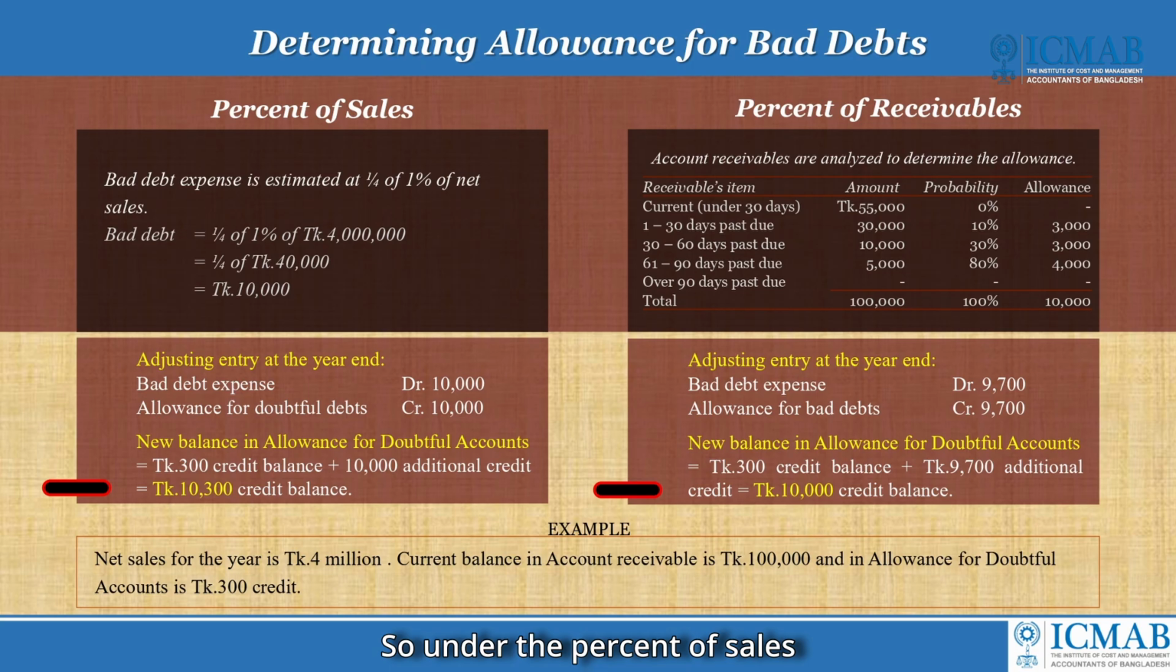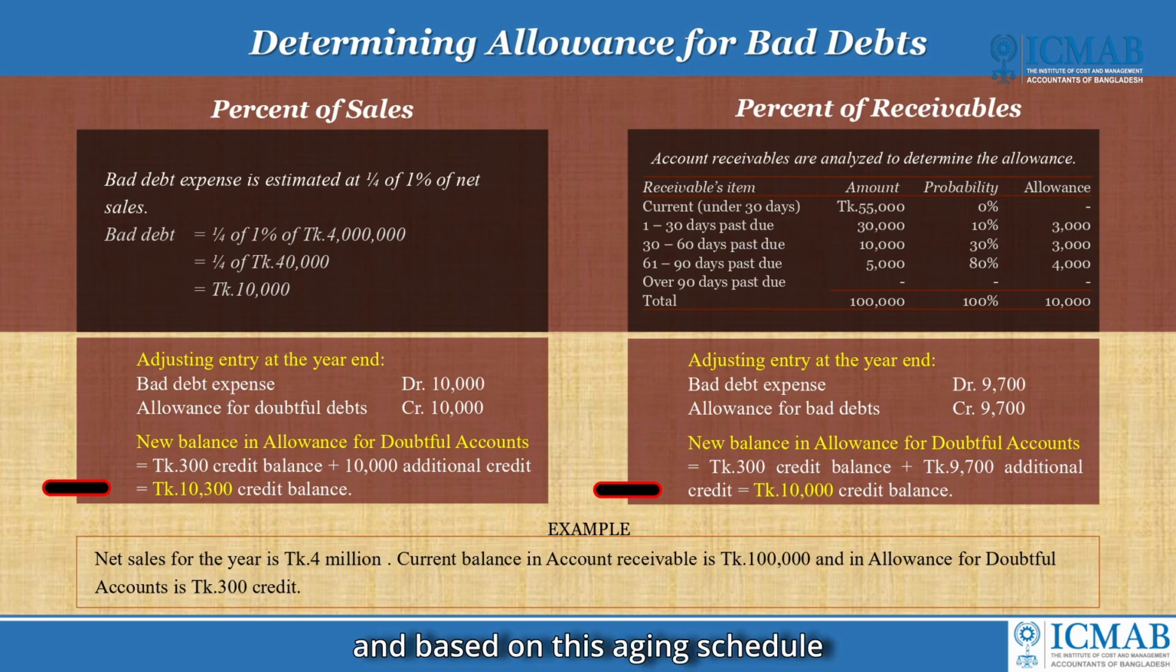So under the percent of sales, assume that bad debt expense is estimated at 1/4 of 1% of net sales. So the bad debt expense amount will be 1/4 of 1% of 4 million. That means a total of 10,000 taka. So under this percentage of sales method, the adjusting entry at the end would be bad debt expense account debit 10,000 and allowance for doubtful debt account credit 10,000. So the new balance for allowance for doubtful debt is, beginning balance 300 plus 10,000, that means a total of 10,300.